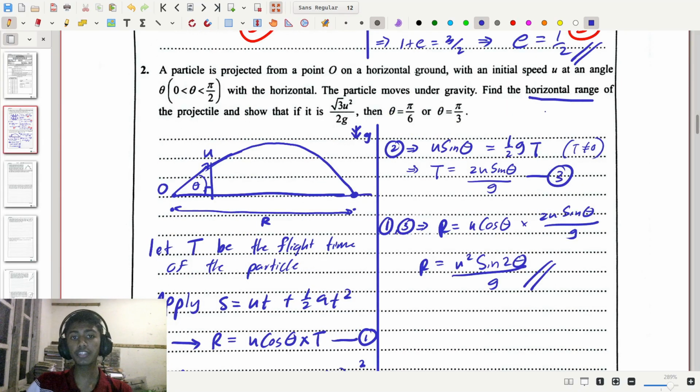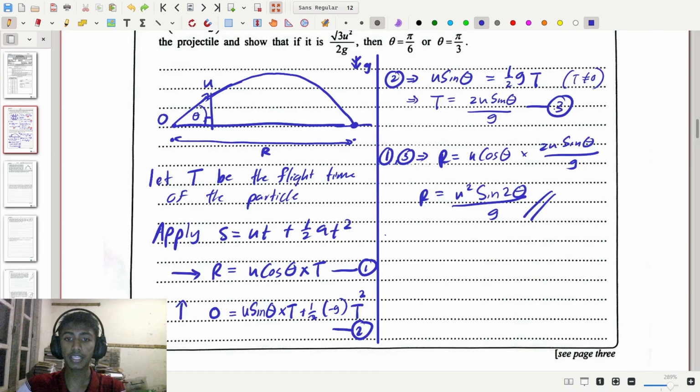Now if we consider what we have next, it says show that if the horizontal range is equal to square root of 3u squared over 2g, then theta is either pi by 6 or pi by 3. Now considering that if the range r is equal to square root of 3u squared over 2g, then we can see we have square root of 3u squared over 2g being equal to this value of r, which is going to be equal to u squared sin 2 theta over g.